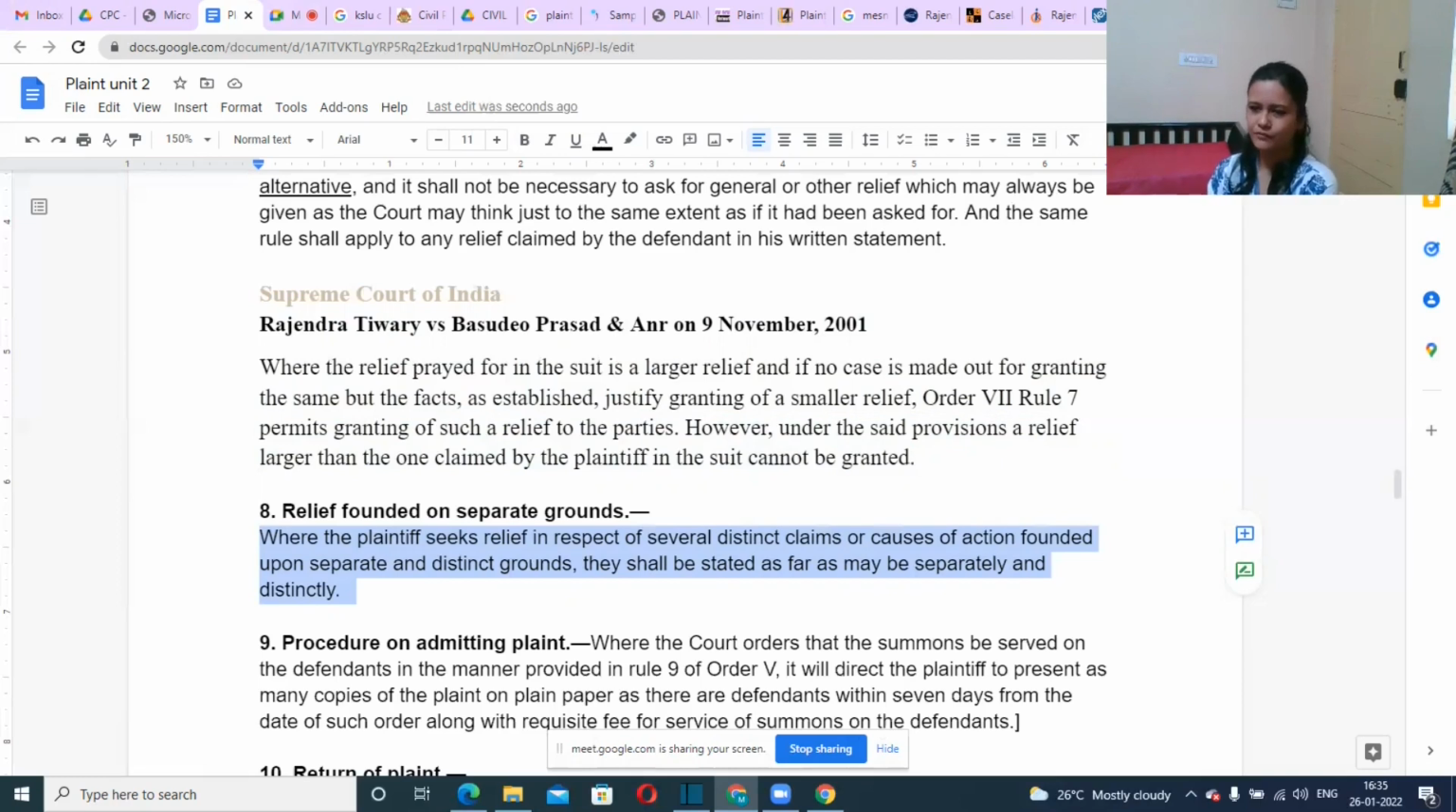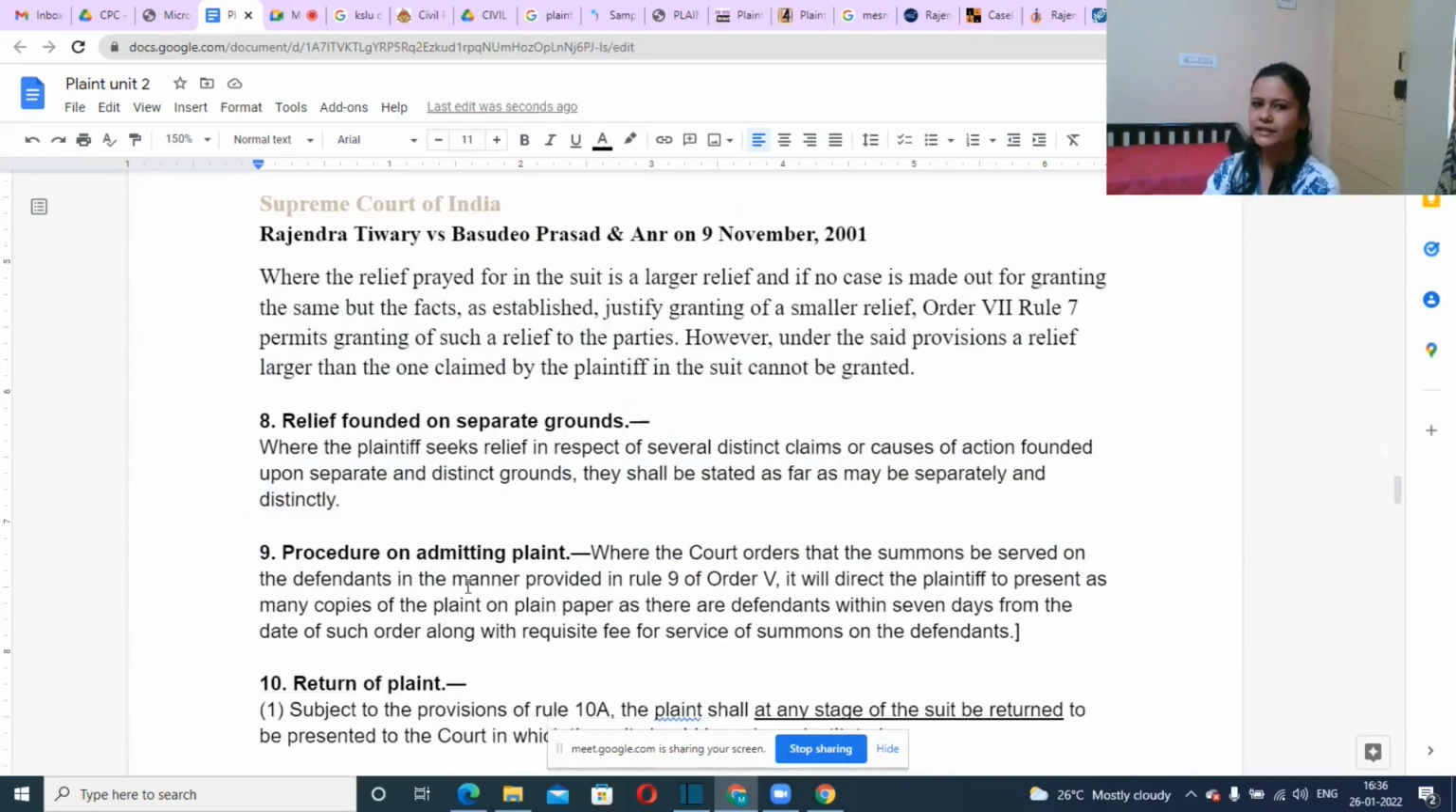Previously also we have got this provision that we need to mention everything separately in separate paragraphs so that they can be identified, differentiated. So same thing happens here. If there are more than one cause of action, it has to be properly and separately written so that it can be identified properly. Relief founded on separate grounds. Based on different grounds, you are asking for different types of reliefs.